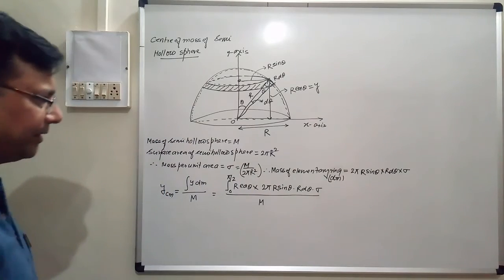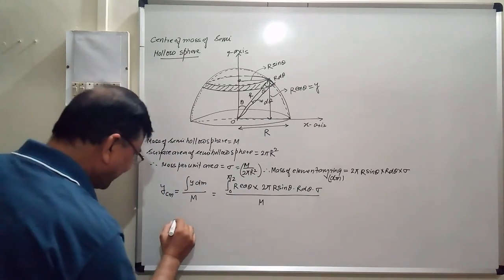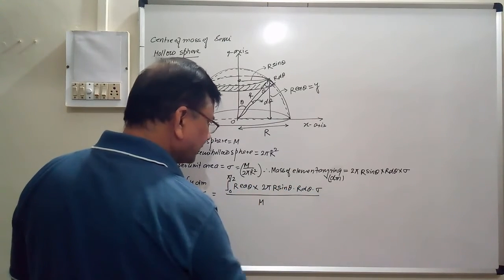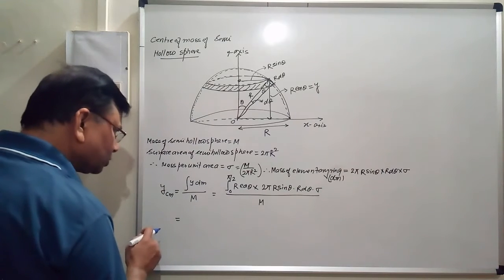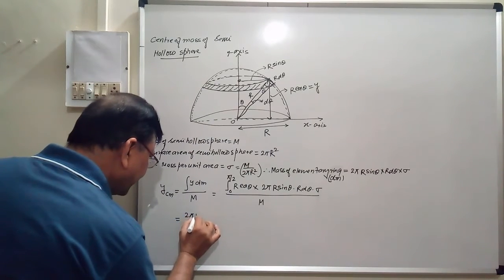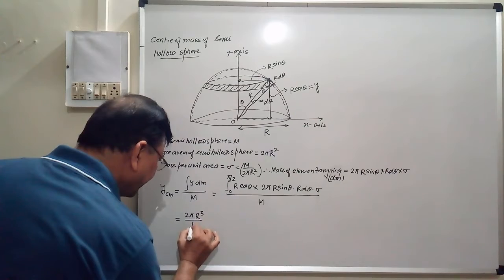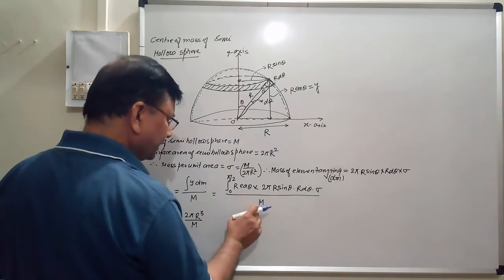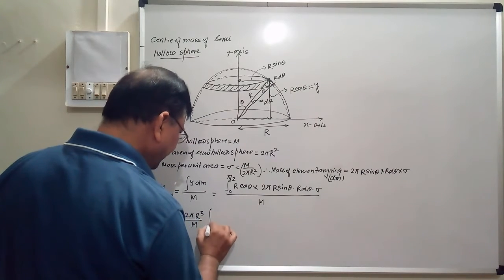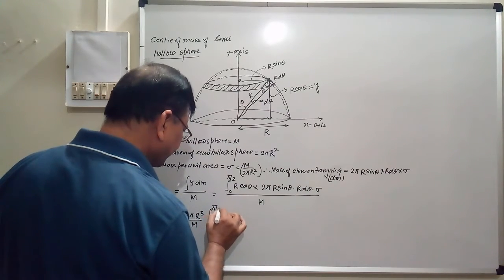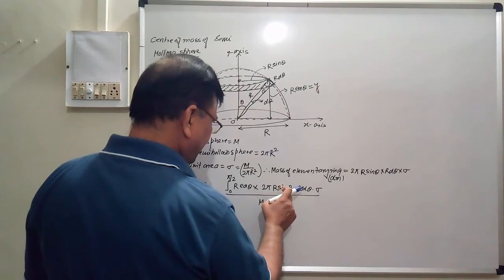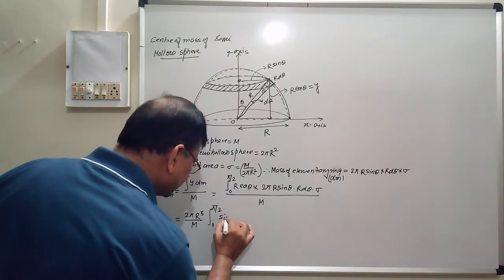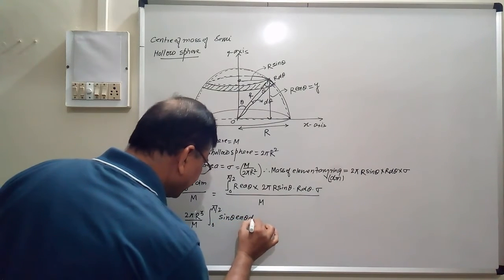Now we will simplify. We will make the integration of it and we'll find what we are getting. So you see 2 pi r and r, these are constants. So 2 pi r into r cube by M, integration of 0 to pi by 2 sin theta cos theta d theta.